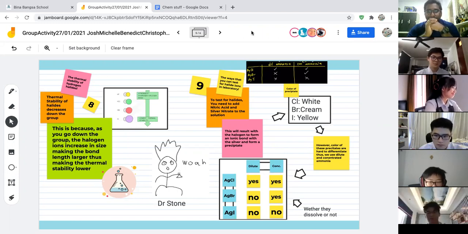However, the colors of these precipitates are really hard to differentiate. So we can use dilute and concentrated ammonia to see which one is which. For example, silver chloride can dissolve in dilute and concentrated ammonia. Silver bromide cannot dissolve in dilute and can dissolve in concentrated, and silver iodide cannot dissolve in both.